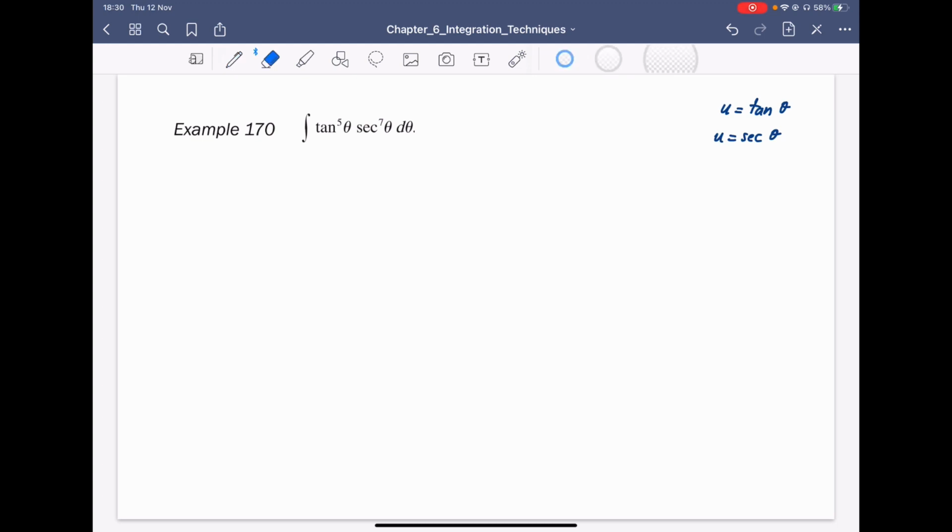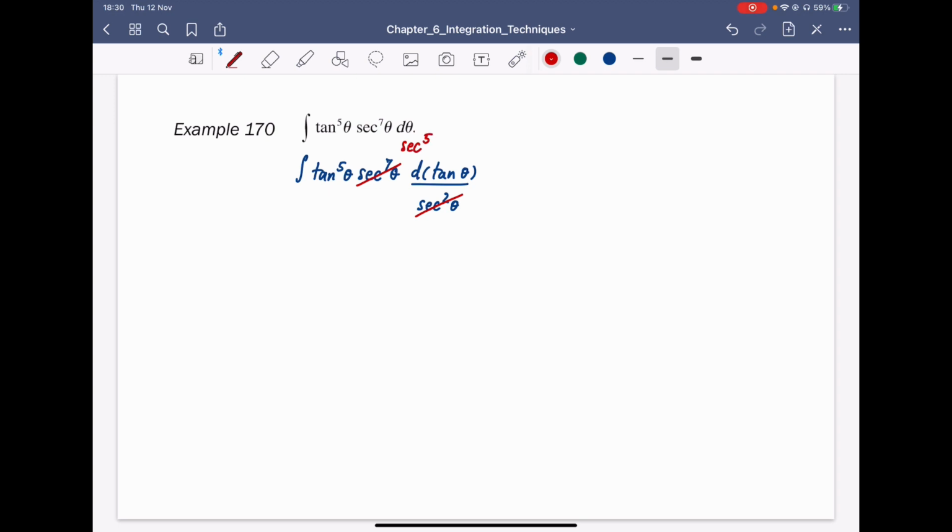So let's start by trying to pick u equal to tangent. What if I pick u equal to tangent? So I'm going to get tan to the 4th power, secant to the 2nd power, secant to the 5th power, and then I pick u to be my tangent. Well, in that case, I am going to have secant squared here, and then I can cancel two factors of secant, so I get secant to the 5th power.